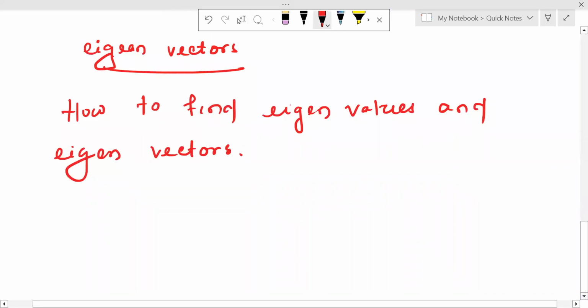The determination of eigenvalues and eigenvectors. First of all, consider any one matrix A, with rows -5, 2 and 2, -2. That is a 2 cross 2 matrix.